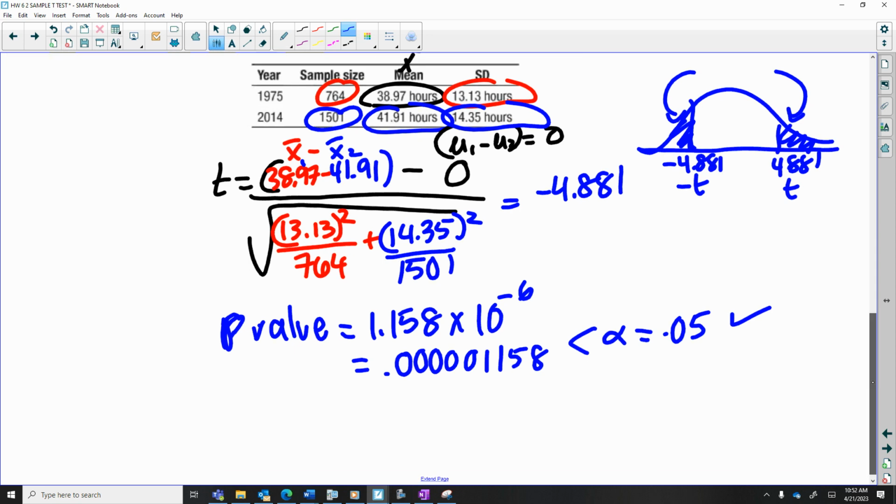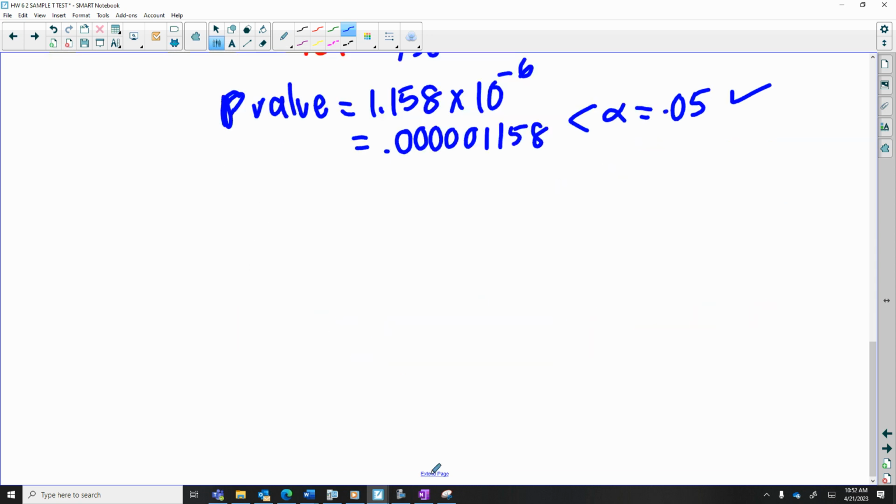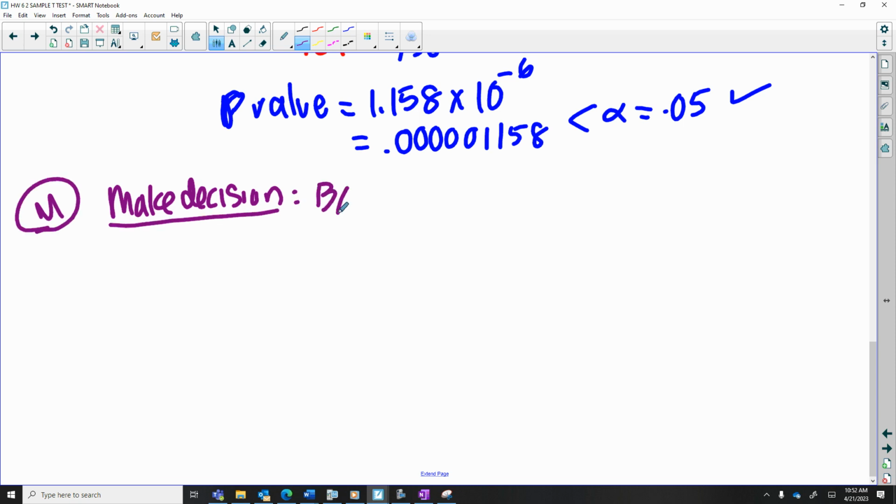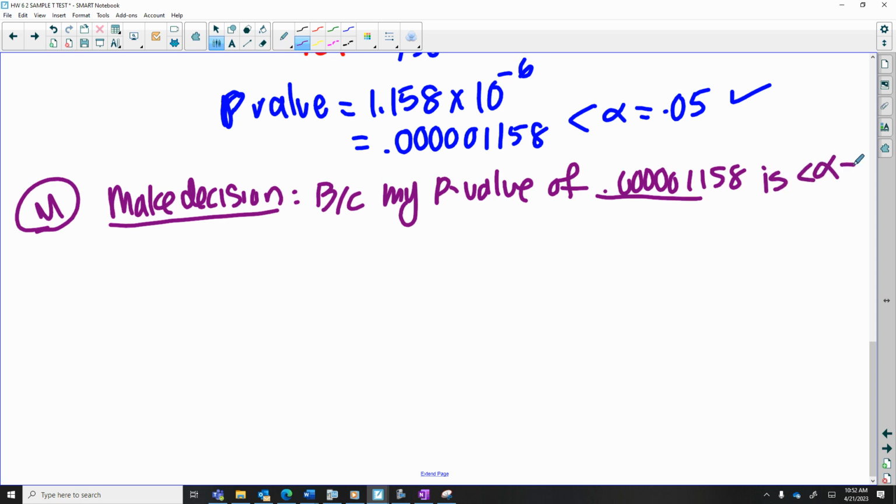And thus we are going to conclude that there is a significant difference between the mean number of working hours in the year 1975 versus the year 2014. So make a decision. That's the M step. Here's my sentence. Because my p-value of 0.000001158 is indeed very small, I reject H0. Very small p-value, pretty much 0.